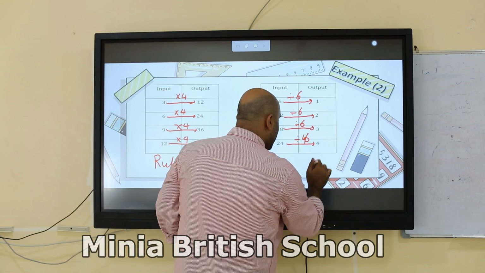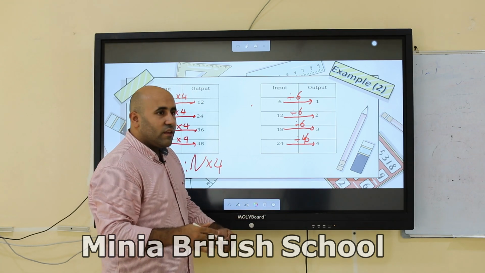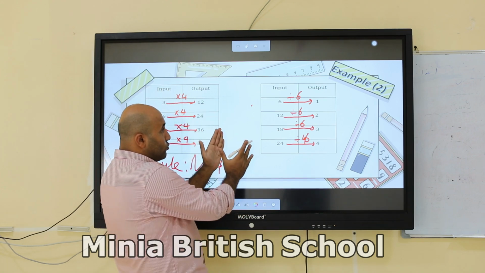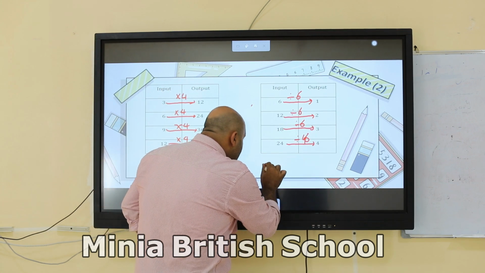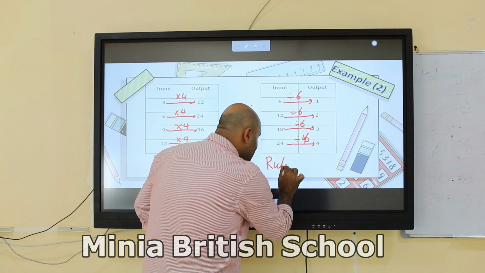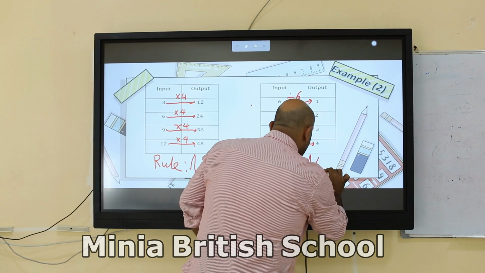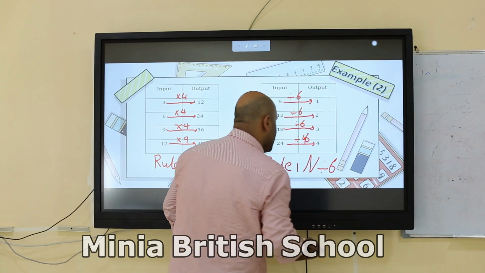So I think this rule can be applied to all numbers from input to get the output. So our rule in this case is n divided by 6.